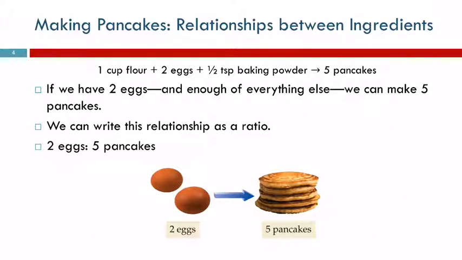That train. Okay. So when we're looking at this, if we have 2 eggs and enough of everything else, we can make 5 pancakes. And we can express this as a ratio. I know, I'm ruining pancakes for some of you. I'm turning pancakes into math. I'm sorry. But from this recipe or this equation, for every 2 eggs, we can make 5 pancakes. So 2 eggs to 5 pancakes is our ratio. We can also write that as a fraction.